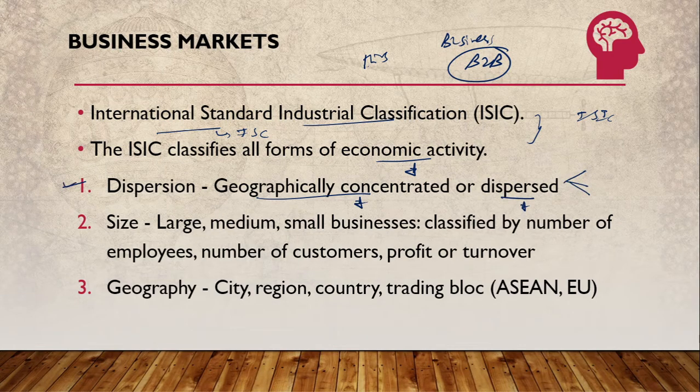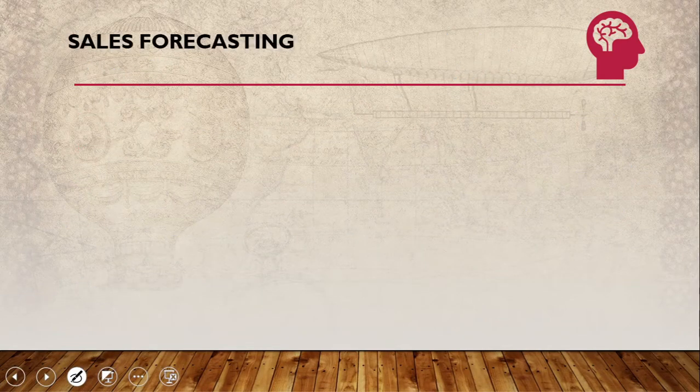This is one type where ISIC can be classified, and the second is based on the size of the organization or business, like large, medium, and small businesses, or which geography they are located in: country, region, trading block, etc. This will help you identify, to some extent, the business markets you need for market segmentation. Okay. So now we have understood that market segmentation helps us in customer portfolio management.